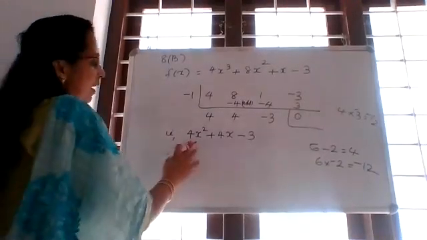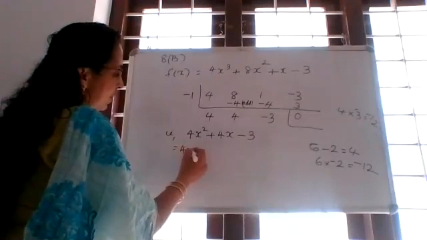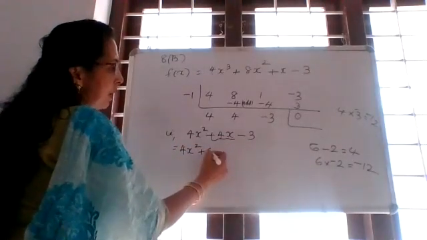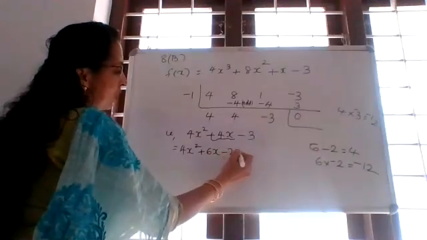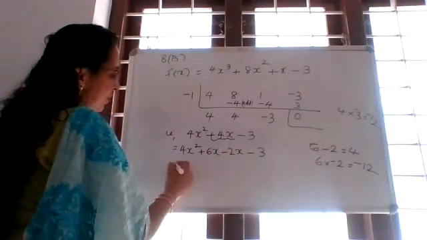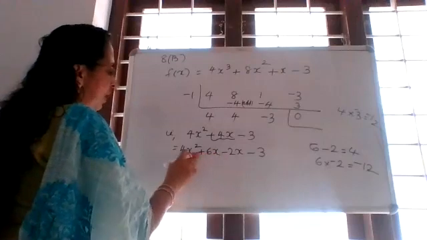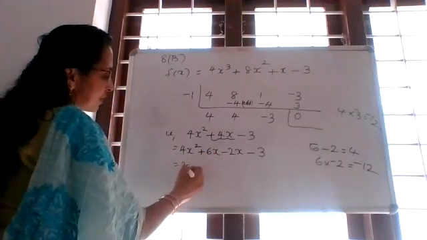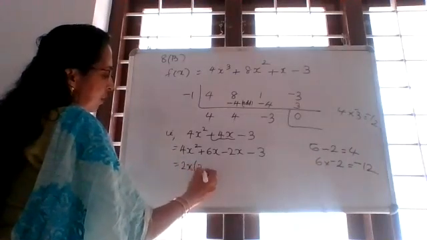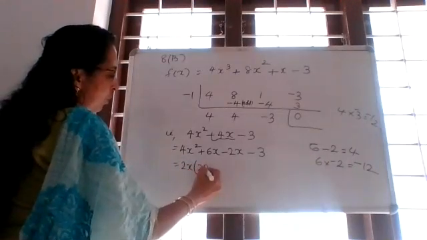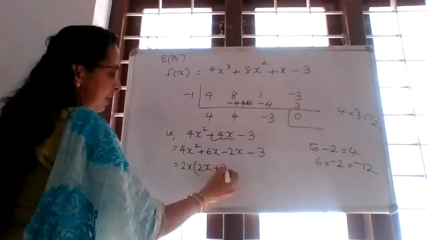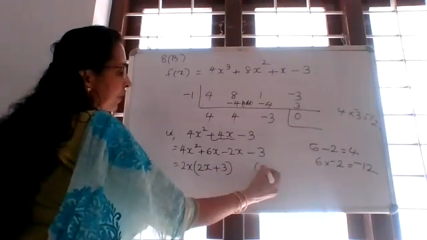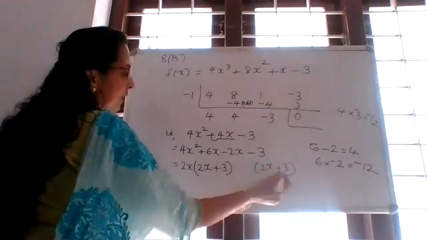We can write it as 4x square itself, then instead of 4x we can replace it as plus 6x minus 2x minus 3. Taking this common, which one can we take common? 2x. Next remaining it will be 2x plus 3. Then this same 2x plus 3 we can write here.